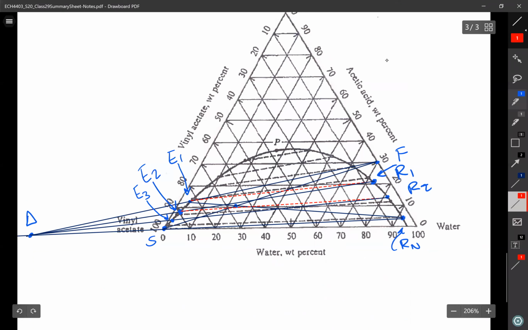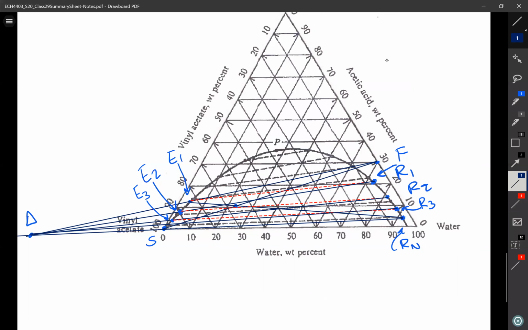Now I need another tie line from E3 to R3. It looks like I'm still improving, but it's going to need another stage or two. R3 is there. Now R3 to delta. There, and I think this one is going to get me there. So if I sketch in where E4 is, E4 is there, and the tie line now goes across. There it is. And we're pretty close to our 5% specification.